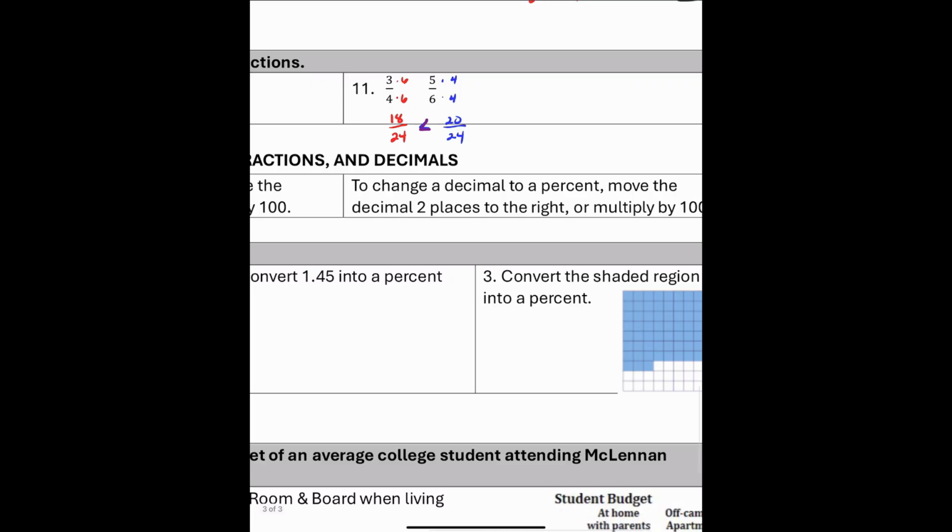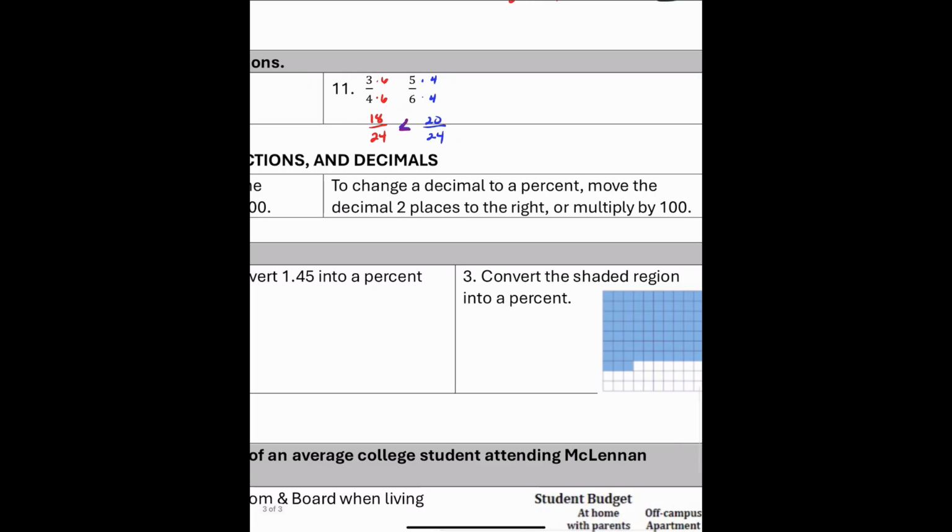If we need to change the decimal to a percent, right? So decimal to percent just means that you're going to start from the left and move that decimal 2 places to the right. So from left to right. That's a great way to remember what you need to do whenever you're converting.